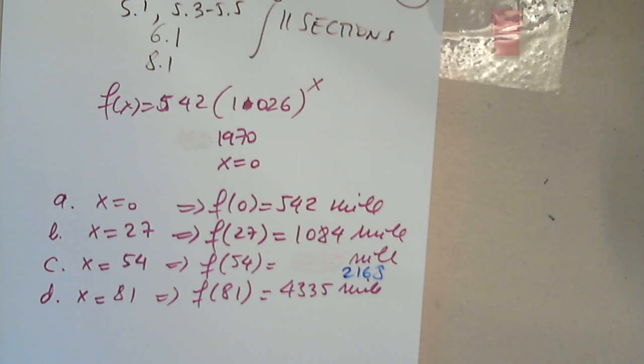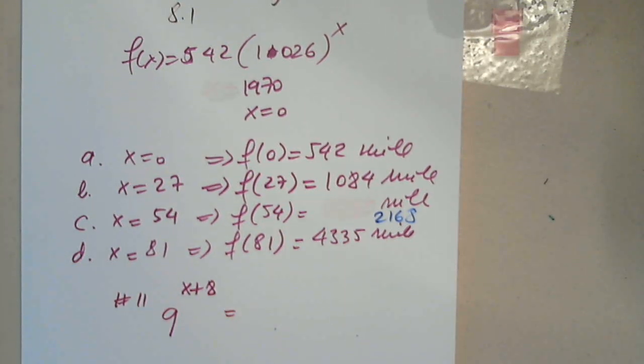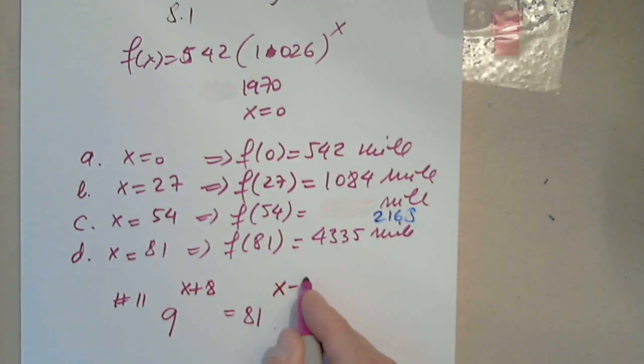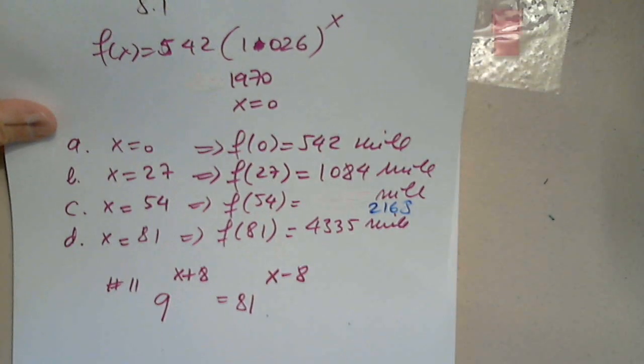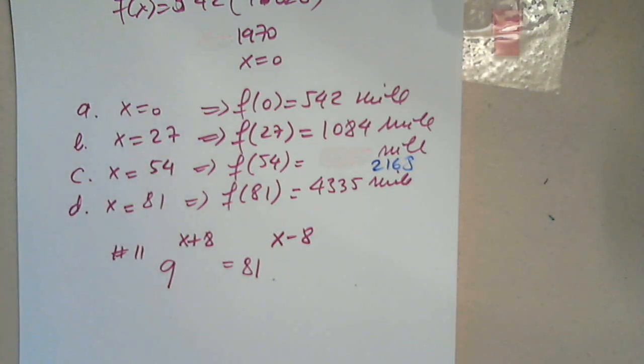You can choose. Okay, so let's review some exponential functions, exponential equations. So I'm looking at number 11: 9 raised to x plus 8 equals 81 raised to x minus 8. This is an exponential function because the variable is at the exponent level. Our first thought is to see if these two can be presented with the same base. If they can, then it's not too difficult of a situation to handle.